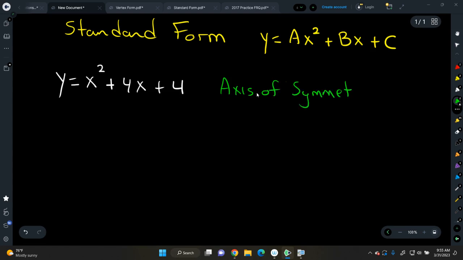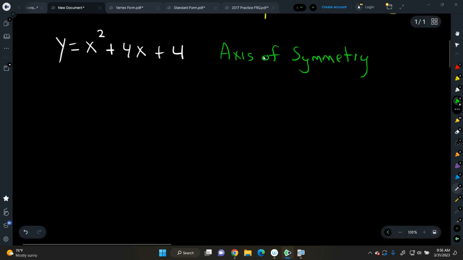I know this is a quadratic equation and I know it's a parabola because it's a quadratic equation. How do I know it's a quadratic equation? Because the x is squared. The x is squared, okay? So I know it's a quadratic equation, which means it's a parabola, which means there's an axis of symmetry.